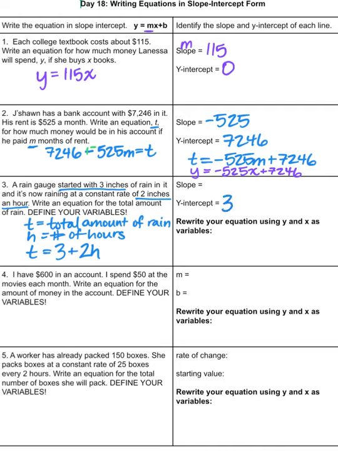And my slope is how it's changing, how it's going up. It's going up by 2 inches each hour. So to rewrite it in slope-intercept form, my y, my total, is going to equal mx plus b.